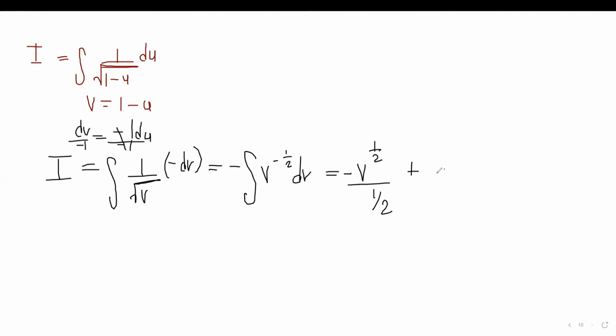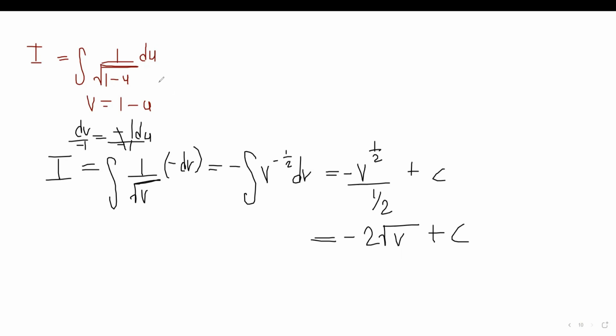This is the answer. We can't leave the answer so ugly. Just know, minus 1 over a half is minus 2. So that works out to be minus 2 v to the half. But v to the half is the square root of v. So that's minus 2 times the square root of v plus C.